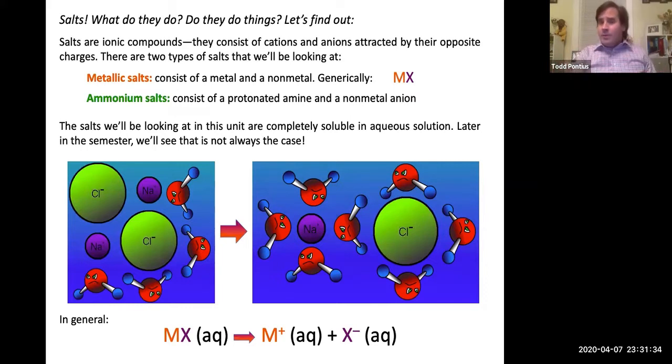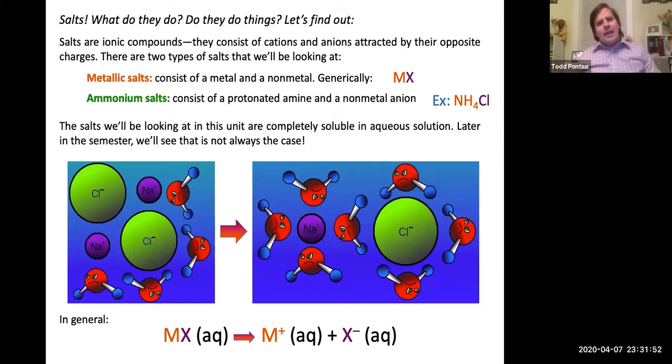Ammonium salts are also pretty prevalent. The most common example is ammonium chloride, NH4Cl. So these are actually held together. Anytime you have a nitrogen with 4 bonds on it, it has a positive formal charge. It can form interactions with anions to create what's called an ammonium salt.